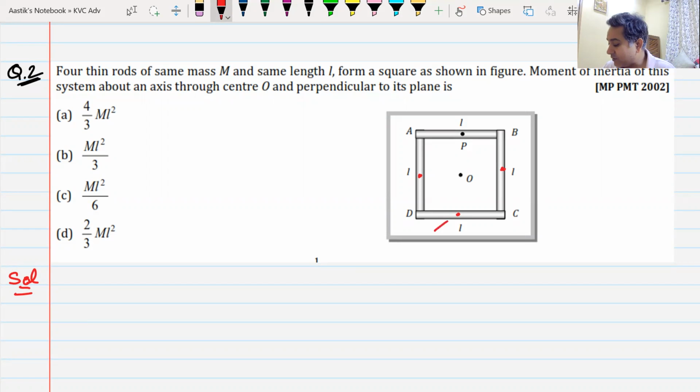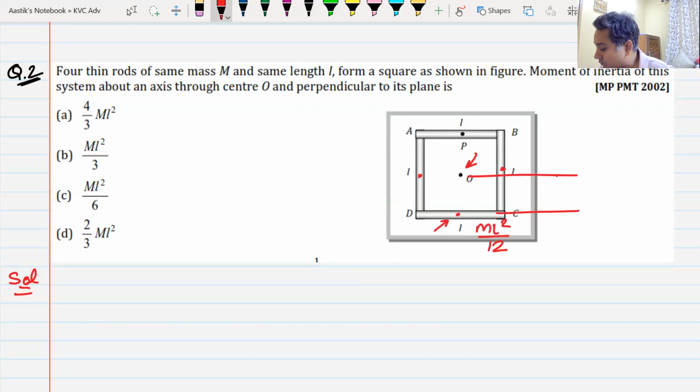So let me find the moment of inertia of this rod about this axis. To find the moment of inertia of this rod about this axis, I must know the moment of inertia of this rod about this axis. How much is that? ml square by 12. So about this axis, it is ml square by 12. And now I have to add m into a square. A is L by 2. Yes or no?